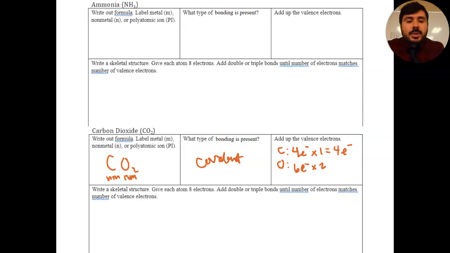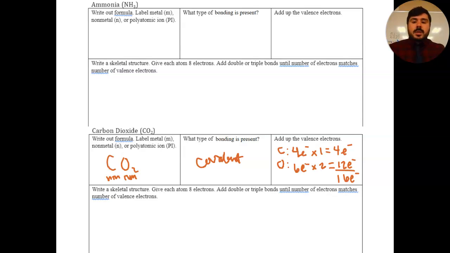So again, 2 oxygens to deal with, so it's 6 times 2, which is 12 total electrons coming from our 2 oxygens. So 4 plus 12 gives us a total of 16. Okay, 16 total valence electrons to deal with in this Lewis structure.